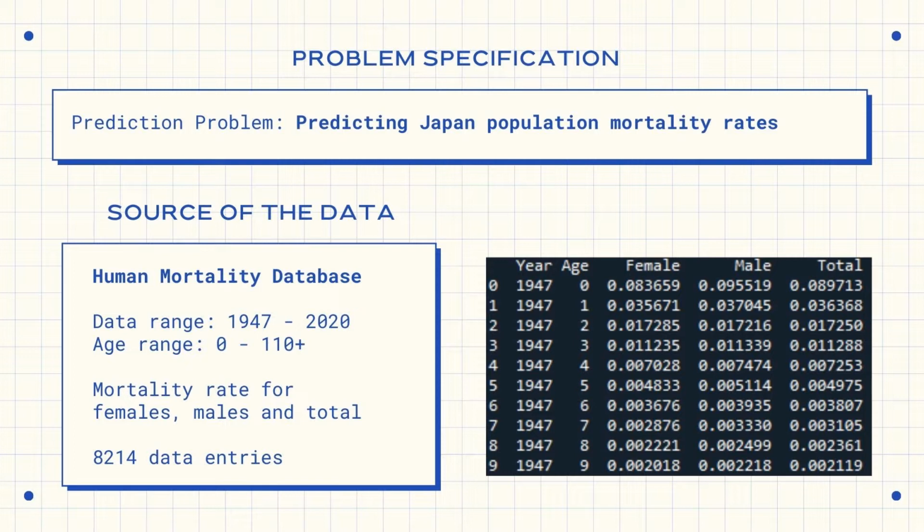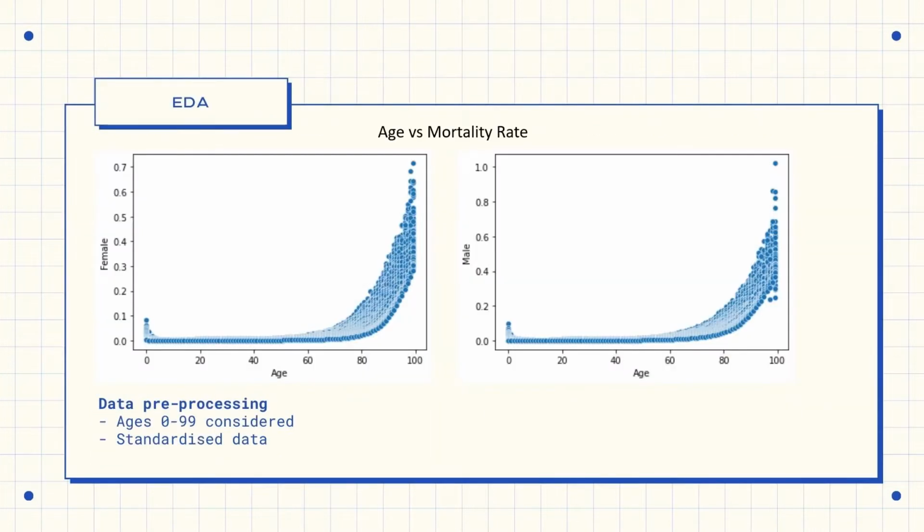This problem will be based on the Japan population data sourced from the Human Mortality Database. It contains age-specific mortality rates across the time period of 1947 to 2020 for females, males, and the overall population. For the purpose of this investigation, only the ages from 0 to 99 are considered as the data in this range is complete. Scatter plots of the female and male data is presented, and it can be seen that the mortality rate for both genders follows a similar age trend.